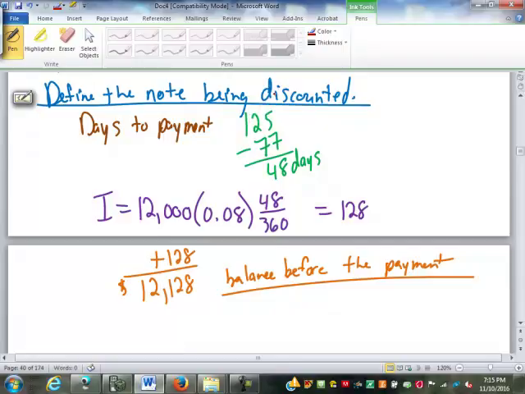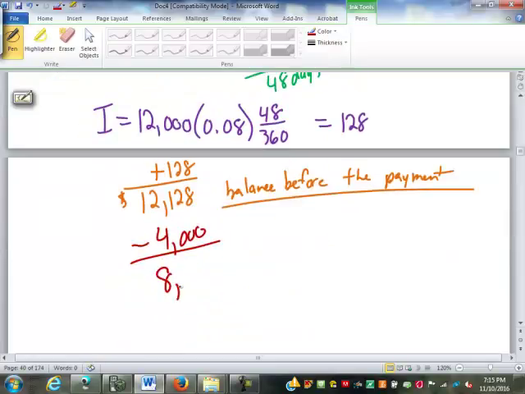Then what? Subtract the payment, $4,000. $8,128 is the balance after the payment.